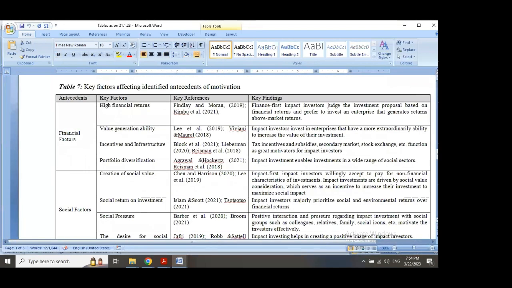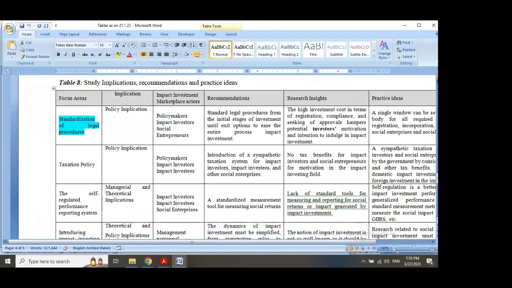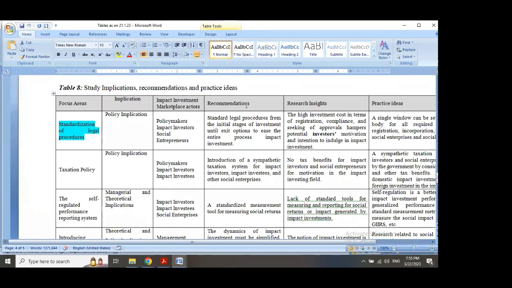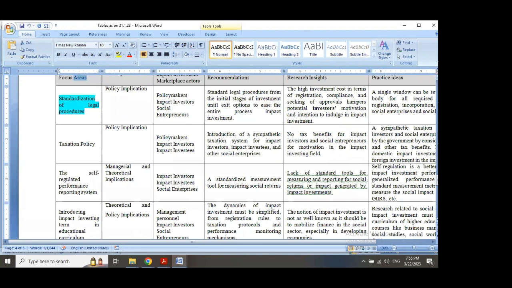Let me show you this. Can you see that we have again made a table based on the practical implications, how my paper is going to help. It is going to help in making the taxation policy, standardization of legal process. So you will get an idea of the practical implication of this topic called impact investing. This is what has been written in the first column of this.